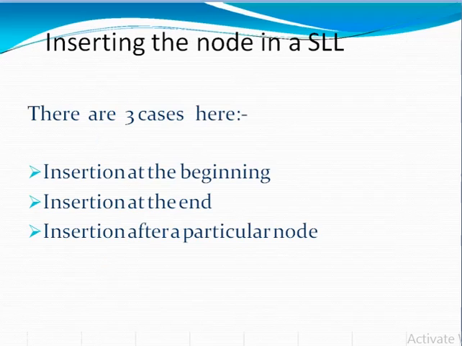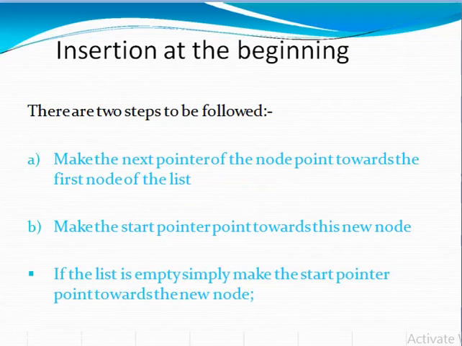Next is inserting a node in the singly linked list. Creating the node we have already explained. If we want to insert a node in the singly linked list, there are three different cases: insertion at the beginning of the linked list, insertion at the end of the linked list, and insertion at a particular node or at an appropriate position in the linked list. These are the three different cases to insert a node into the singly linked list. How is it possible?